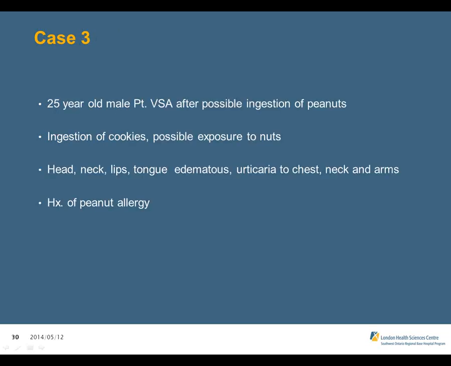So next case, now we're progressing through the spectrum. A 25-year-old male, VSA after a possible ingestion of peanuts. Bystanders said he was eating some cookies and potentially came into contact with some nuts in these cookies. When you get there, you notice that he is swollen all over. He's got urticaria on the chest, his face, arms, and neck are swollen, and he is wearing a medical alert bracelet which says that he is allergic to peanuts.